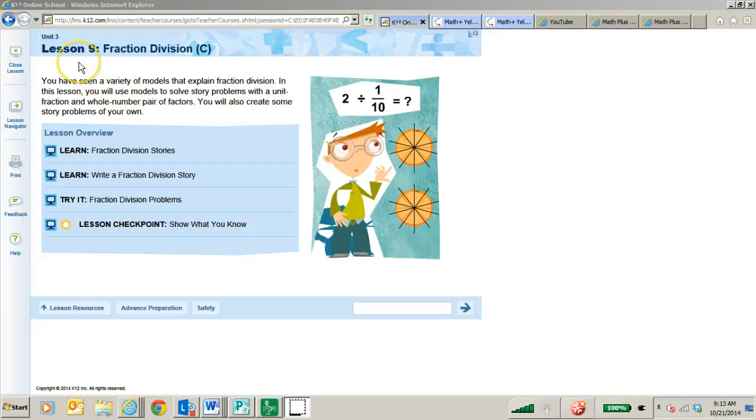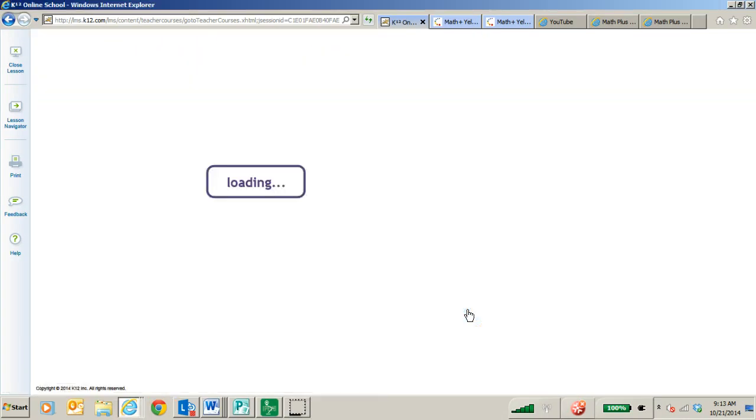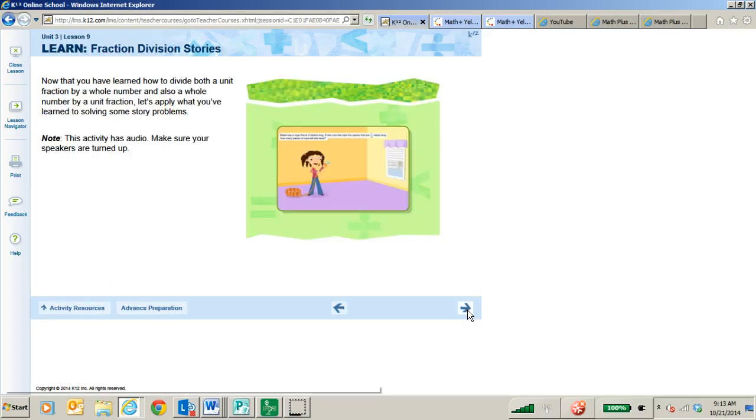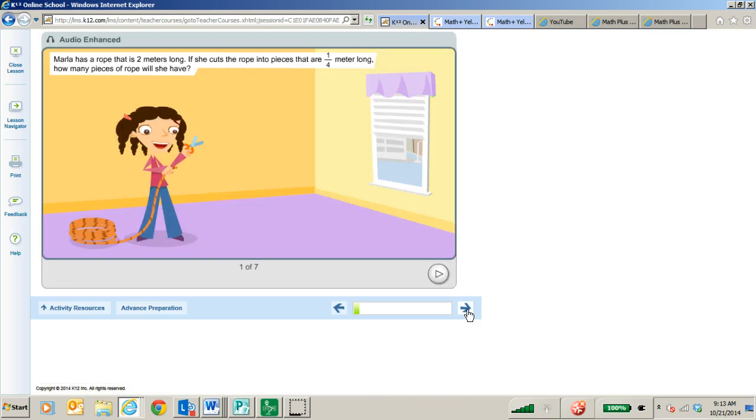Now we're ready for Lesson 7, Fraction Division C of Unit 3. And this lesson goes more into word problems. There are no activities in the student lesson guide, but you can refer to the Learning Coach lesson guide to work through and get some additional tips and strategies. Here is an example of how fraction division is implemented into a real world situation.